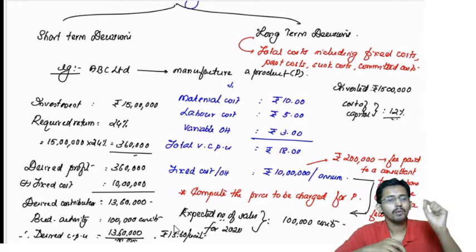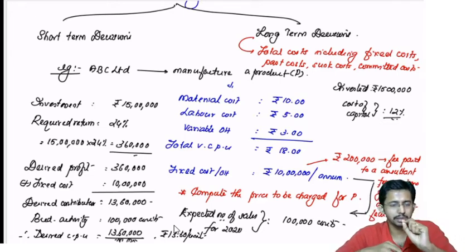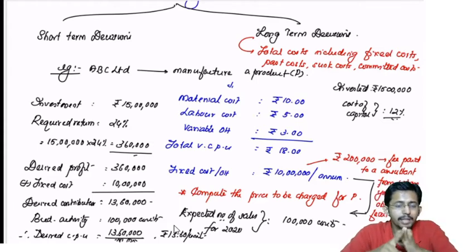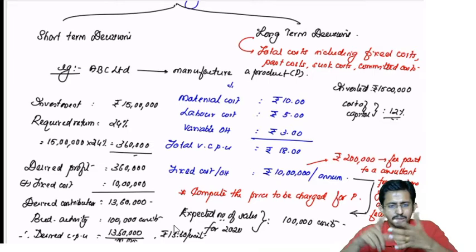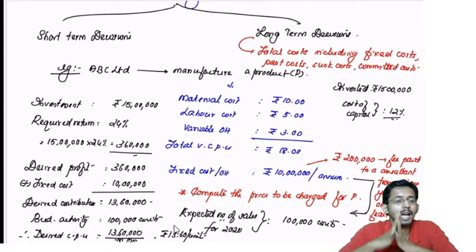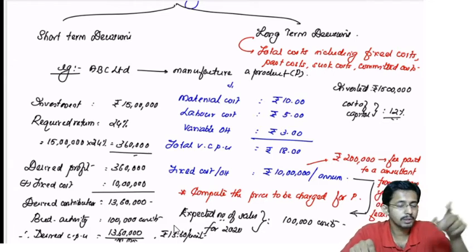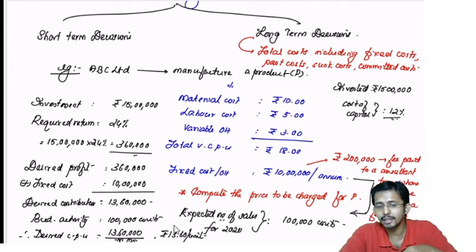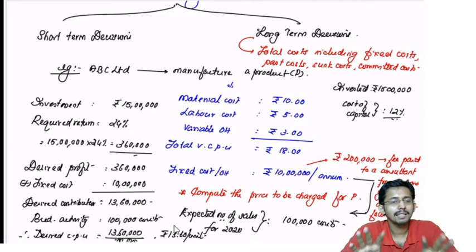Is it clear? So whenever you are taking any long-term decisions, such decisions should be based on total cost including fixed cost, past cost, sunk cost, committed cost, whatever cost you can imagine for your particular product. That decision should be based on that only. You cannot eliminate any cost, because if you eliminate any cost which you have already incurred or which you are going to incur, then there is a chance that you may make under recovery of your cost and you may end up in losses.